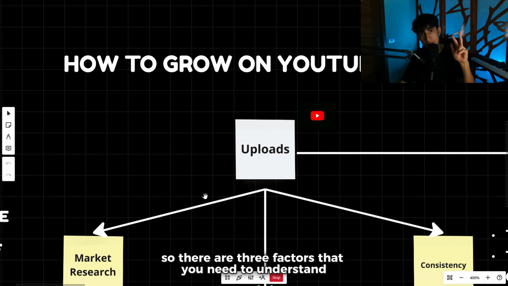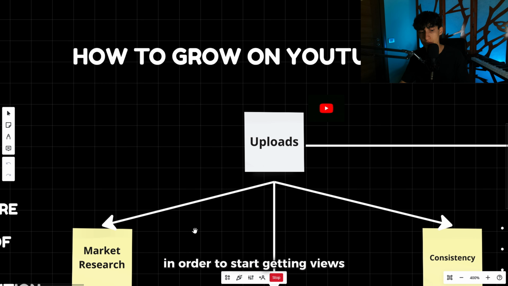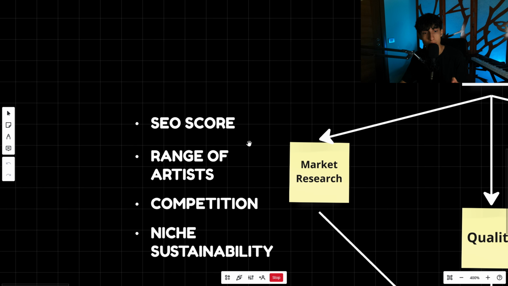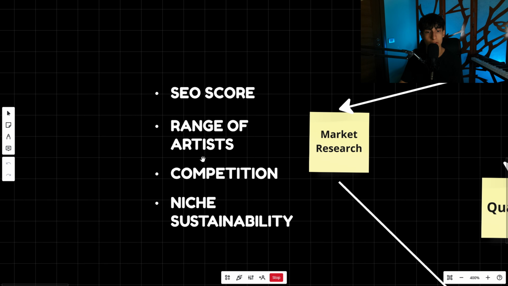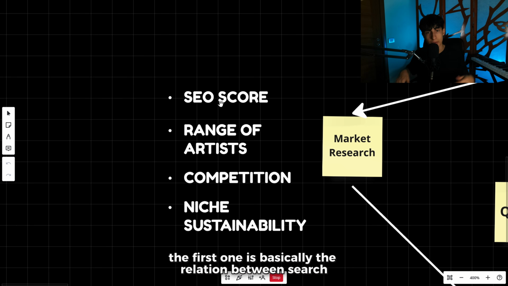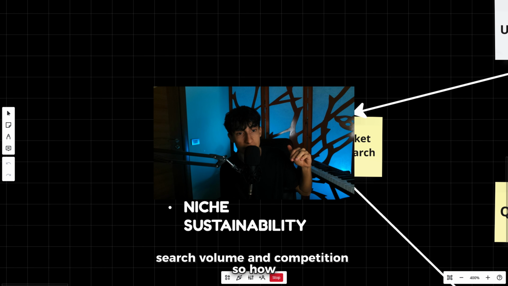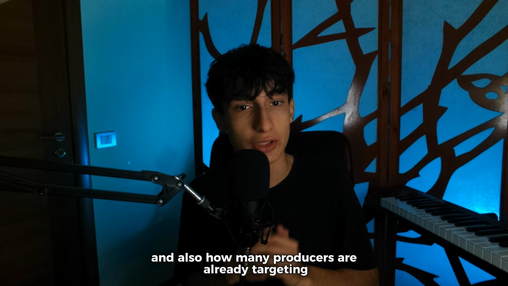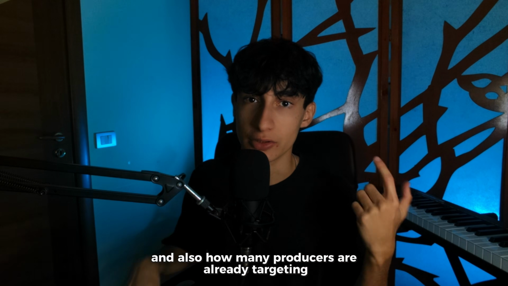So there's 3 factors that you need to understand in order to start getting views. The first one, which I think is the most fundamental one, is the market research. This comprehends SEO score, range of artists, competition, and niche sustainability. So the first one is basically the relation between search volume and competition, so how much the keyword that you're targeting is searched, and also how many producers are already targeting your same niche.